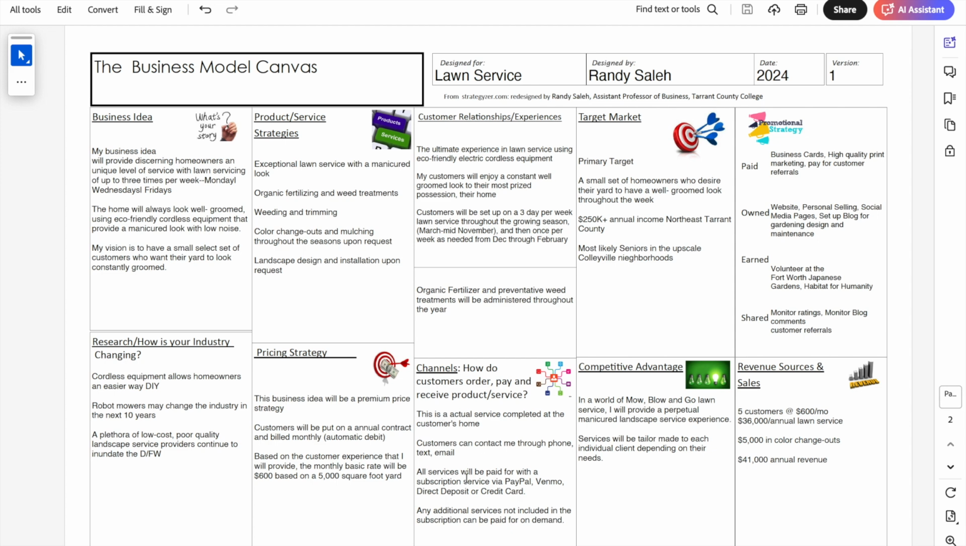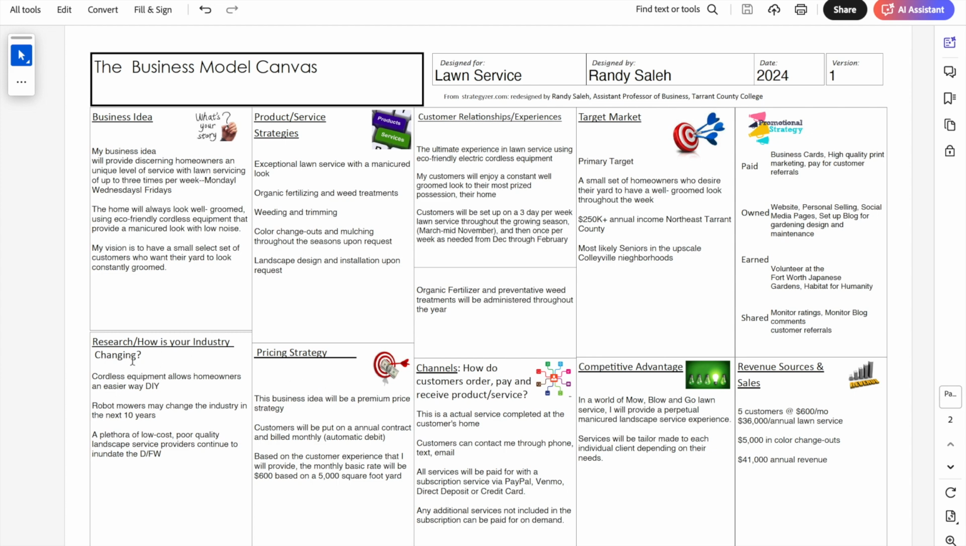Again, this will be a subscription service, so I am charging $600 a month per customer. And there we are. We can Venmo it, we can PayPal it, direct deposit, credit card. It will be on a monthly basis right in here. Any additional services can be paid for on demand through these areas, but this will be an actual service completed at somebody's private residence.